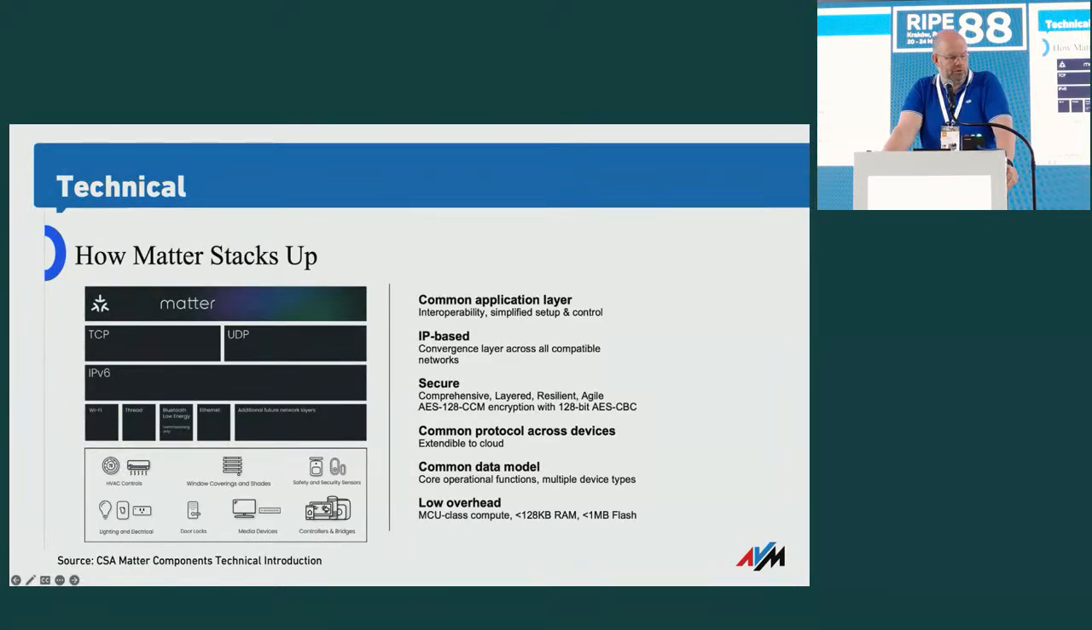Some technical slides, because I learned here, but I thought you would like to know it. Okay: TCP, UDP, IP version 6, and the lower layers, based on layer 1, can be Wi-Fi, Thread, Bluetooth, and a lot of other stuff. And with this, you control.